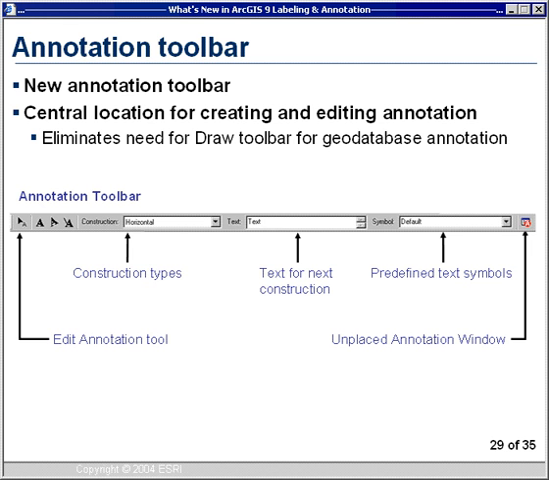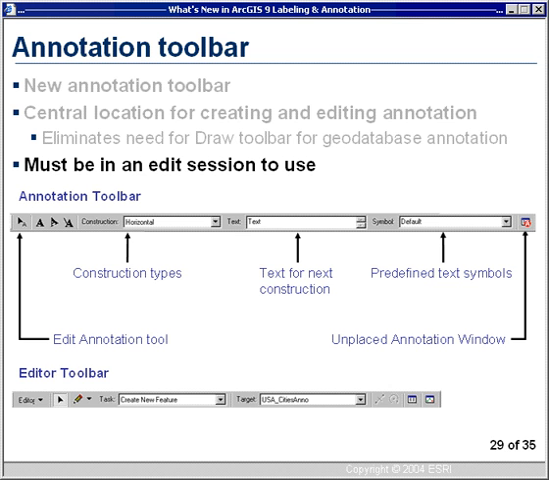The Draw toolbar will no longer be needed in order to edit and create Geodatabase annotation. However, you will still use that Draw toolbar to create and edit map or graphic annotation. All the tools on this Annotation toolbar work in conjunction with the Editor toolbar, which I've just added to the slide here. You must start an edit session and set the current target layer to the appropriate annotation feature class.